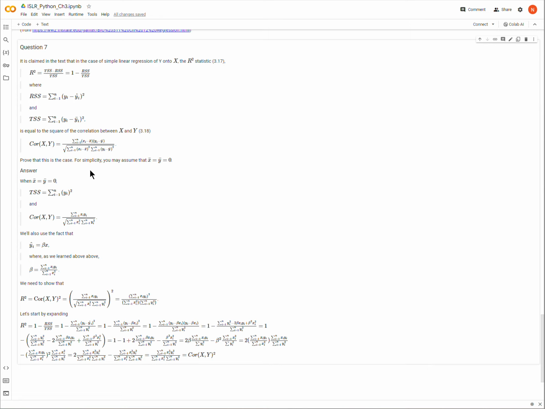Okay, and so we want to show that, and we're going to show it in the case where x bar and y bar, or the mean of x and y, equals 0, just because it makes the notation simpler.